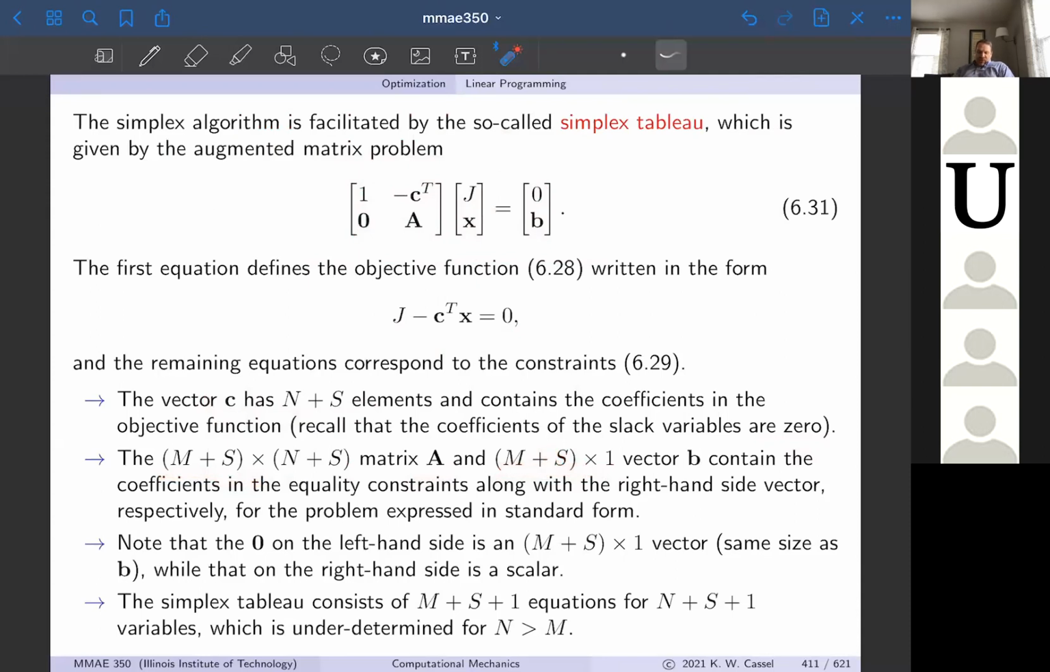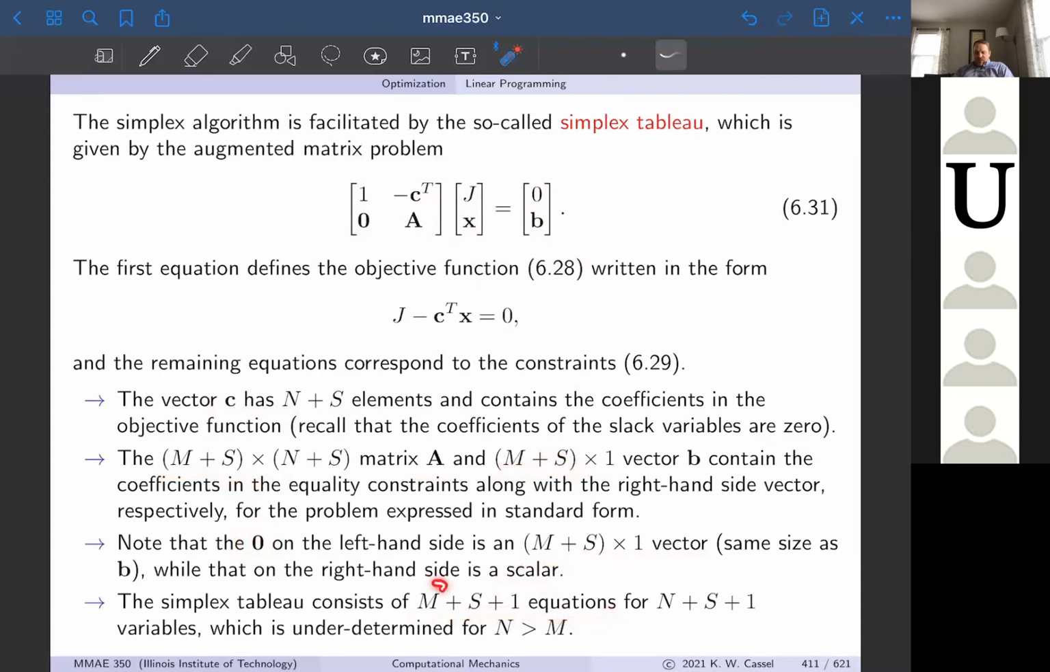I said this before, so the 0 here on the left, that is actually a vector. It's an m plus s by 1 vector. It's the same size as b, whereas on the right, the 0 is just a scalar, just to make sure that that's all clear. So we have m plus s plus 1 equations, yikes.